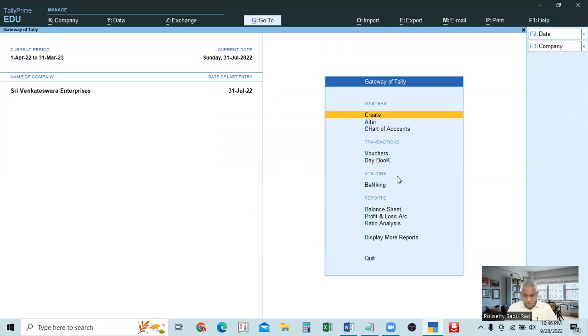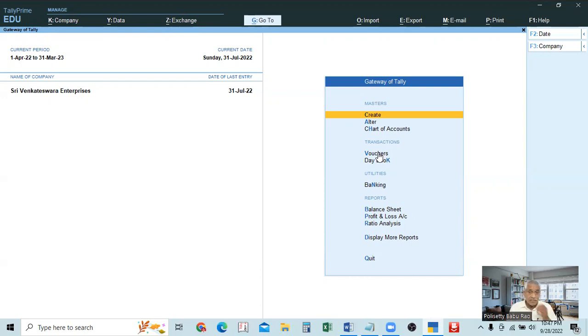In the gateway of Tally, you see, first masters we completed. There are masters, transactions, utilities, reports. There are 4 heads. Under every head, there are some options. So we have to learn one by one. Here, masters, we completed all the 3 options. Create single ledgers, chart of accounts, create multiple ledgers. Alter, either single ledger, any ledger, we can alter as well as delete the ledger accounts. These 3 we completed. Now we are doing in this transactions.